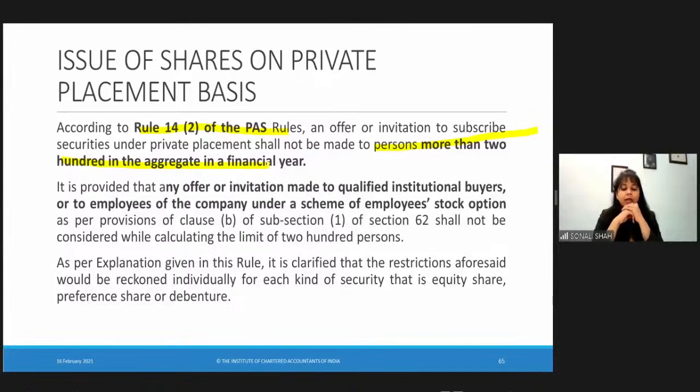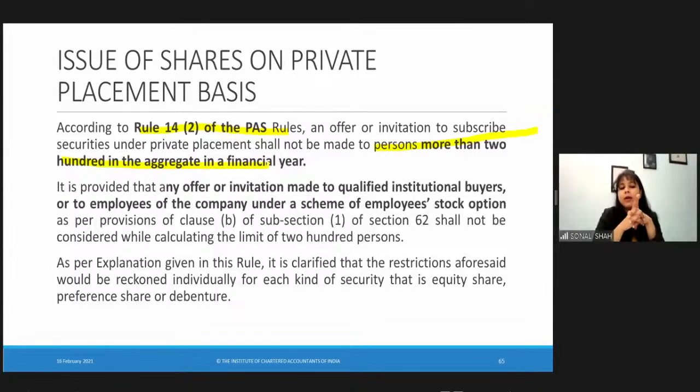Guys, will it be allowed to do that? Well, when we are talking about this private placement offer limit, and the company is a private company, we also have to ensure that the maximum number of members in a private company will not be more than 200. So the subscribers to the shares of the company cannot be more than 200.